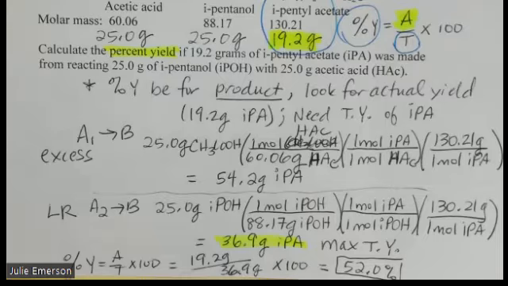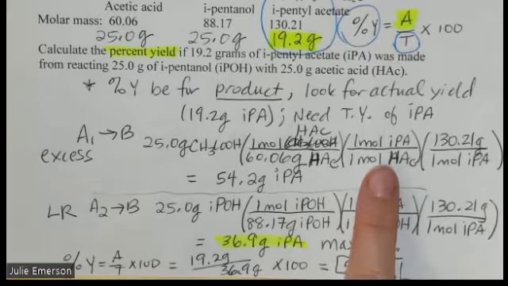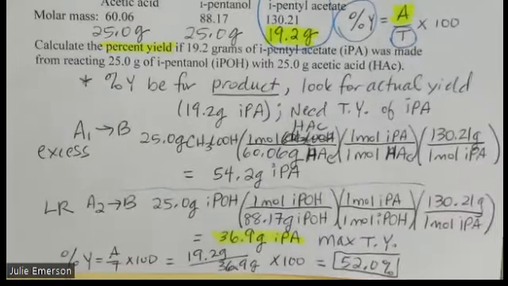And so students get really comfortable being like, oh, okay, I see this. There's always going to be 3 conversion steps. The first one is always the molar mass of A. The second one is always the mole ratio. The third one is always the molar mass of B.